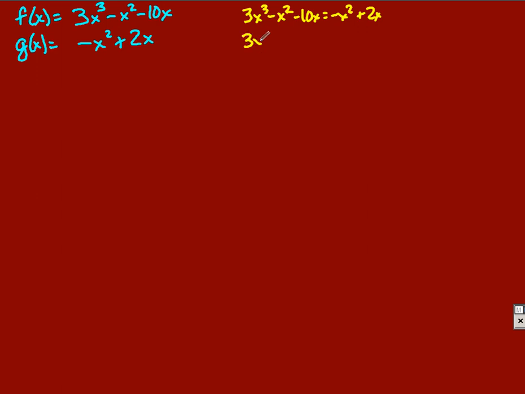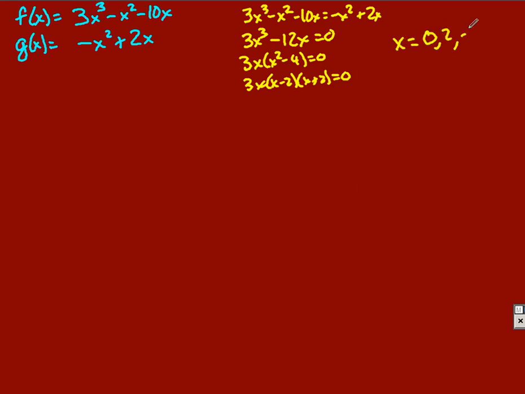So bring everything onto this side, so 3x cubed, the x squareds will cancel out. I'll have a minus 12x equals 0. See if I can factor this. Pull out a 3x, I'm left with x squared minus 4, which means I get 3x times x minus 2, x plus 2 equaling 0. So that means that my x values are 0, 2, and negative 2.